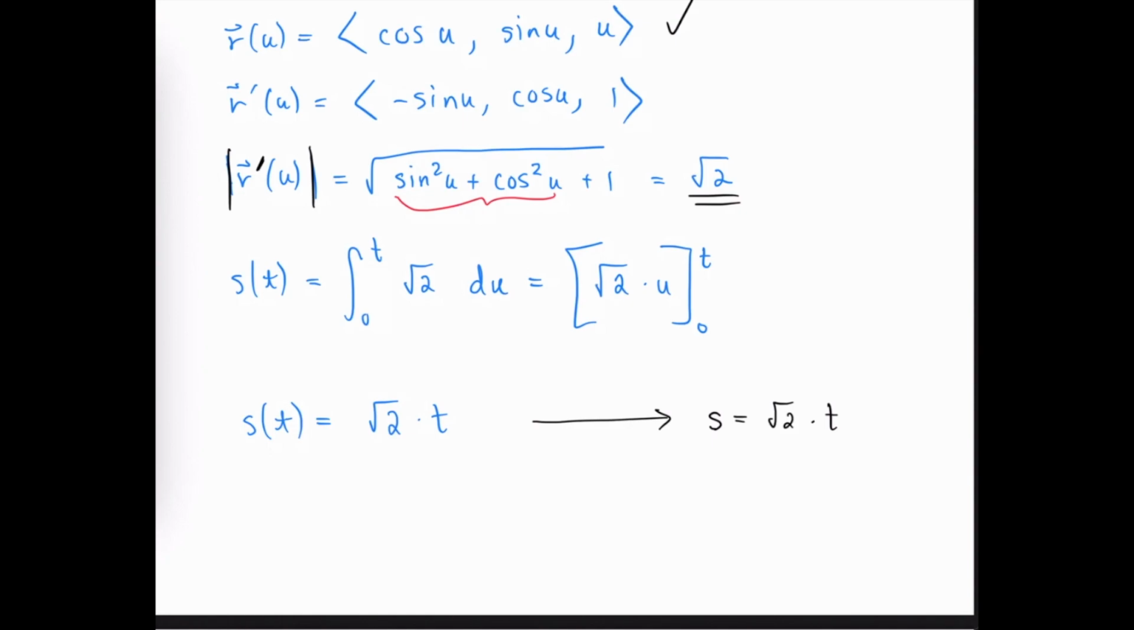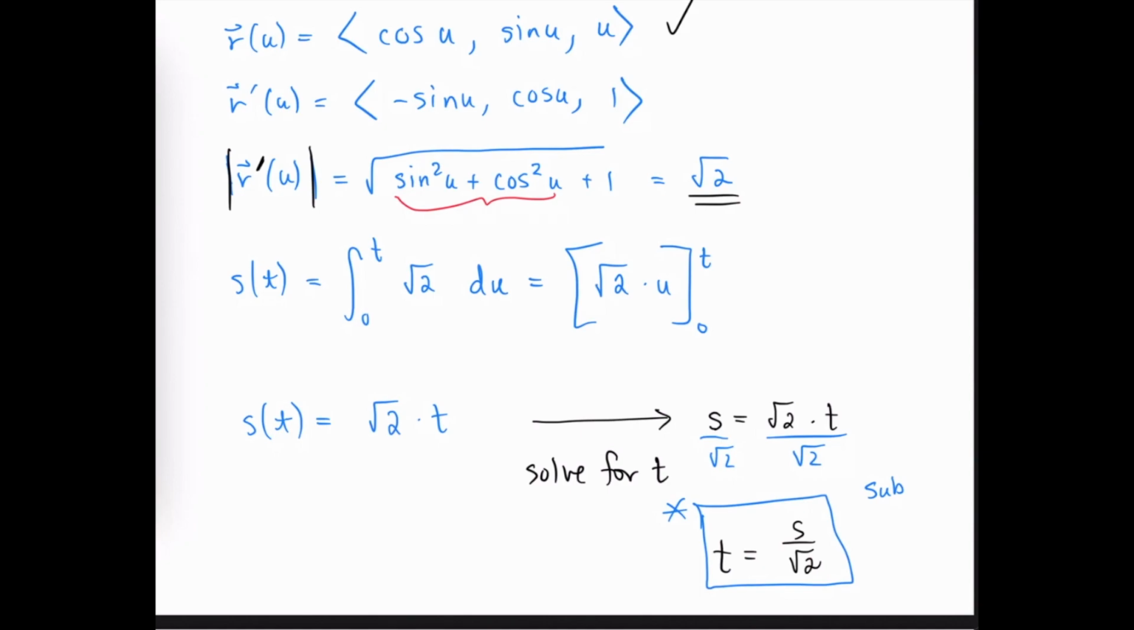I'm dropping the functional notation on the arc length because the next thing that we want to do is solve for t in terms of s. So we'll divide both sides by root 2 to get t is equal to s over root 2. Now we have the parameter t in terms of s, and we can use this as a substitution in the original vector function. We're going to change all of these t's and substitute s over root 2 in for each one of them.